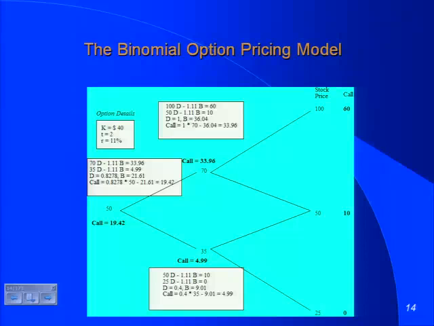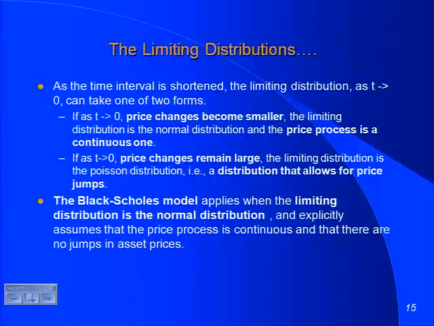If, as you make time smaller, the price changes also become smaller, the binomial distribution converges on the normal distribution. That's a smoothing out of the tree. And the binomial model becomes the Black-Scholes. The Black-Scholes and the binomial are not competing models. The Black-Scholes is a special case of the binomial model when price changes are small.